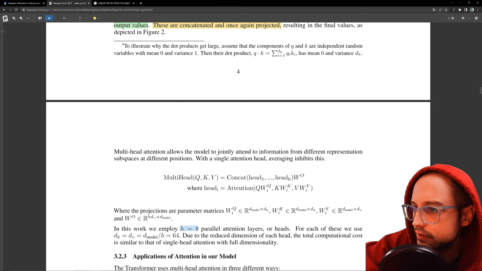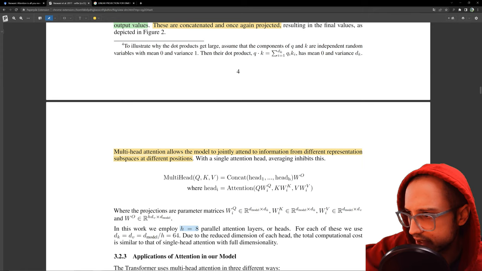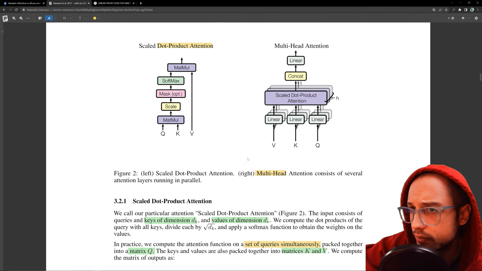Multi-head attention allows the model to jointly attend to information from different representation subspaces at different positions. With a single attention head, averaging inhibits this. What does this mean? Jointly attend to information from different representation subspaces at different positions.